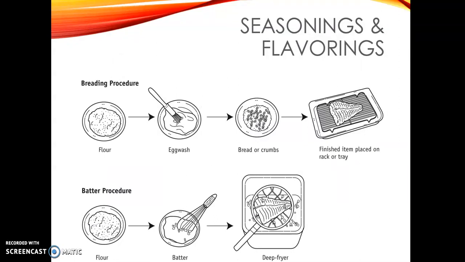And this is just the difference between breading and batter. So breading is when you are dipping in flour and then egg and then breadcrumbs or cracker crumbs or whatnot. You can even finish with nuts. But batter is when you're mixing together the flour and a liquid and then dipping that in the batter and then deep frying typically.